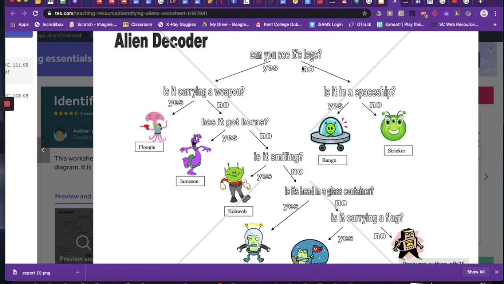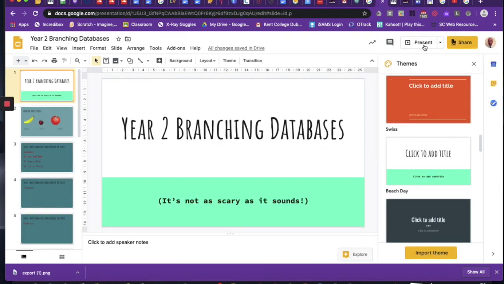Now, the reason that we do this in school is because when we're looking at computer programming, you use these in terms of loops and inputs and outputs. So does this happen? Yes. If so, do this. Does this happen? No. And again, we're trying to sort out problems and computational thinking. All right, so let me go back to our presentation.